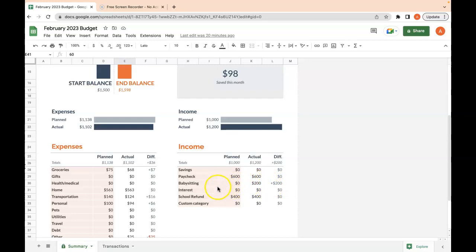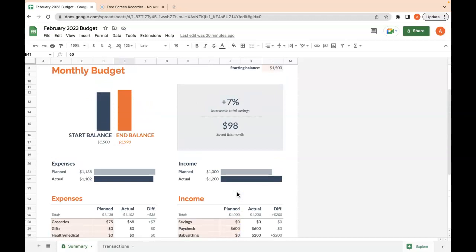And same thing for different categories, such as a refund from the school. This is what I planned for, and this is what I actually received. And then it went ahead and planned everything out for me and showed it in a graph, showing that I saved $98 this month, which is a total of a positive 7% increase in total savings.